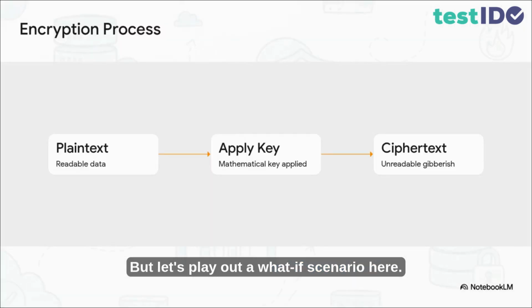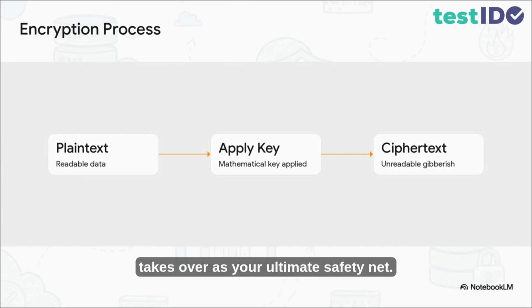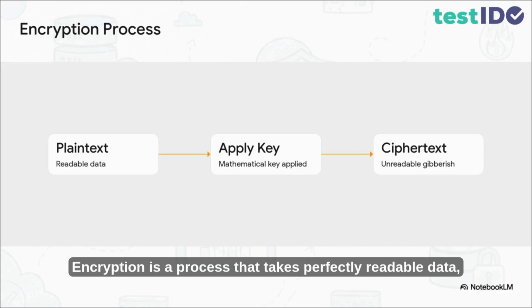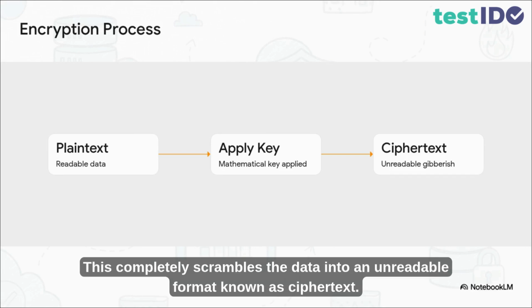But let's play out a what-if scenario here. What if a really clever hacker somehow manages to sneak past your firewall? Well, that is exactly where encryption takes over as your ultimate safety net. Encryption is a process that takes perfectly readable data, what we in the biz call plain text, and applies a highly complex mathematical key to it. This completely scrambles the data into an unreadable format known as ciphertext.